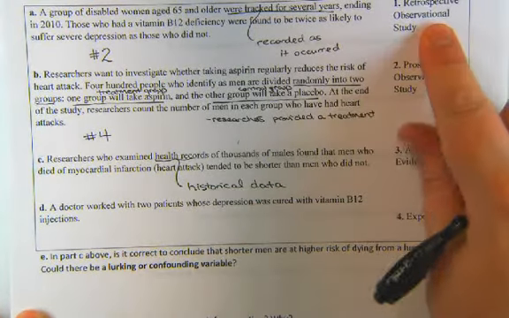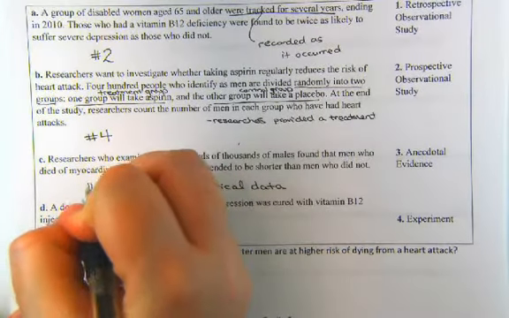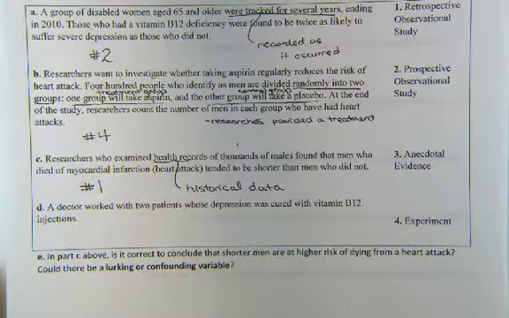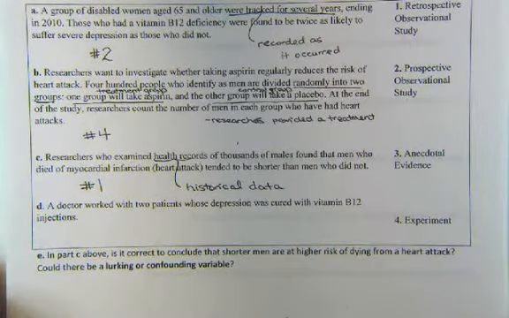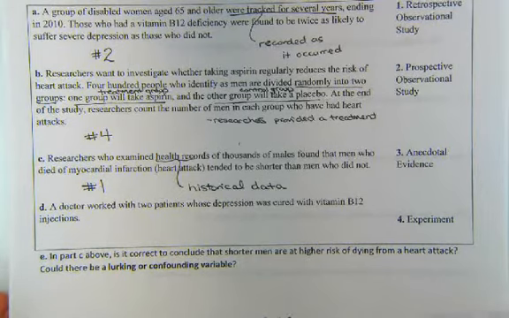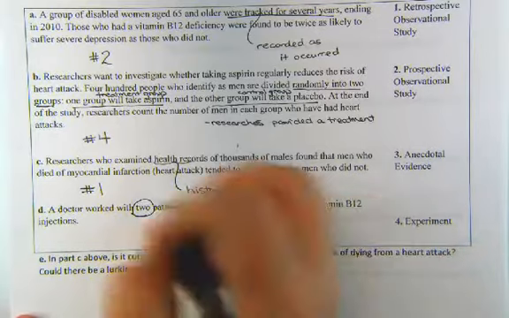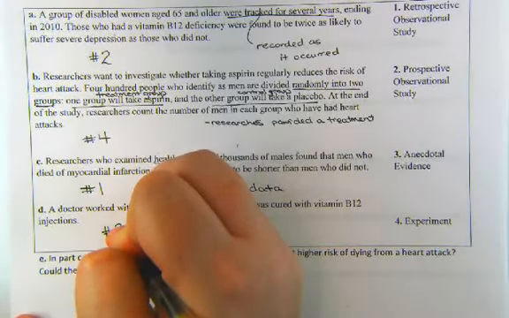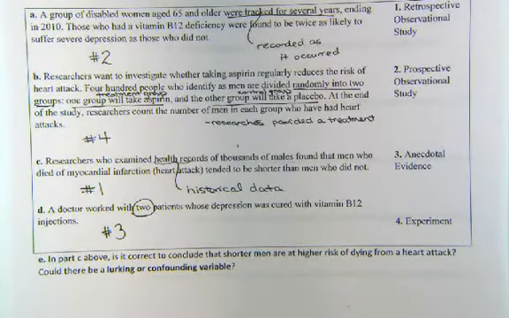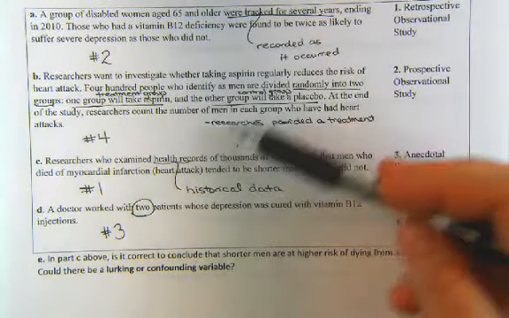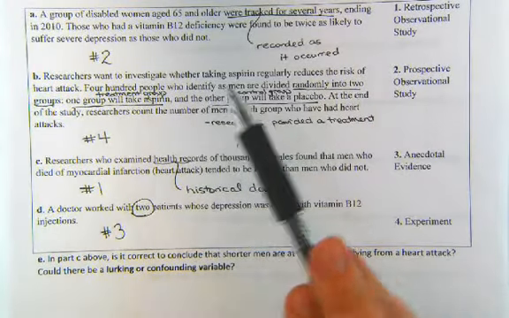And then with our last one, a doctor worked with 2 patients whose depression was cured with vitamin B12 injections. That's a very small sample size, and that's going to show us that that's anecdotal evidence. It's great that it worked for them, but we need more information. In fact, if we could get to this randomized experiment setup, that's the ideal for testing, do vitamin B12 injections cure depression? But with just 2 patients, we can't make any sort of claims.